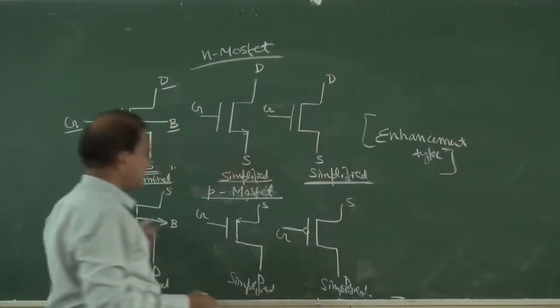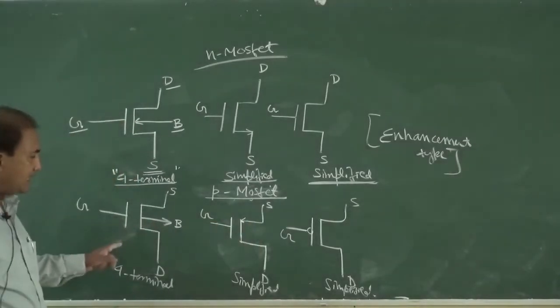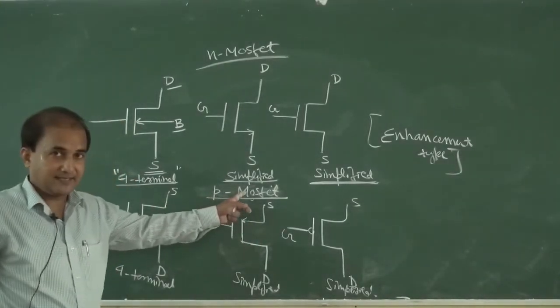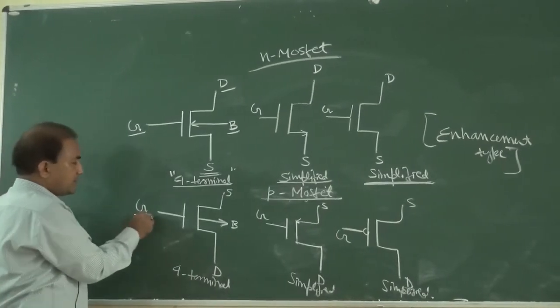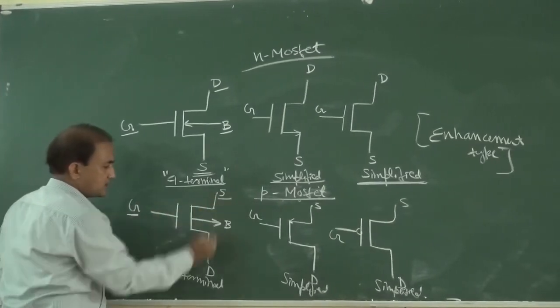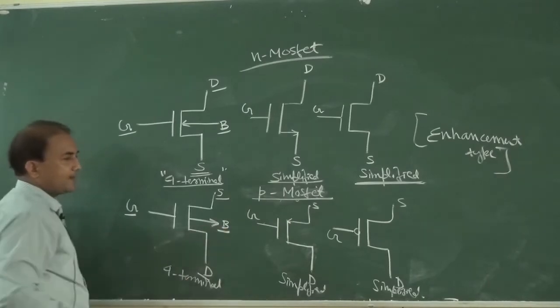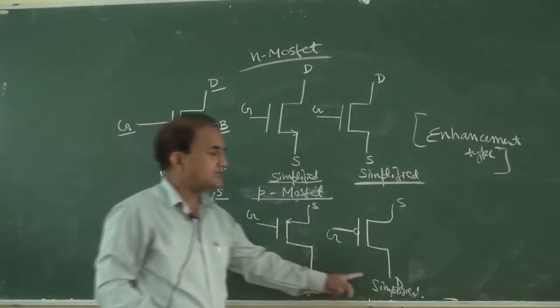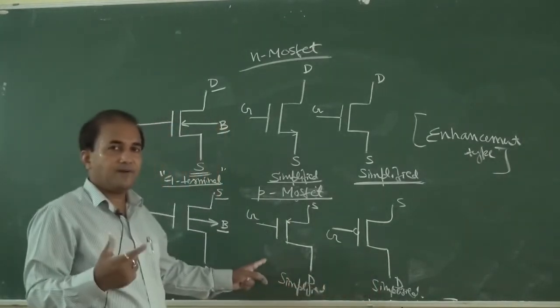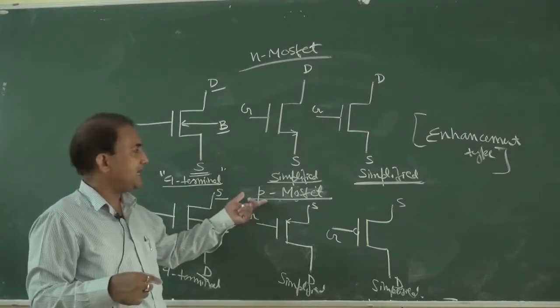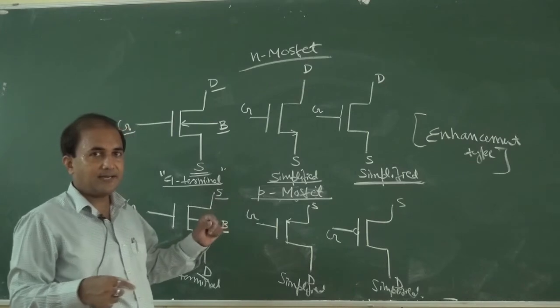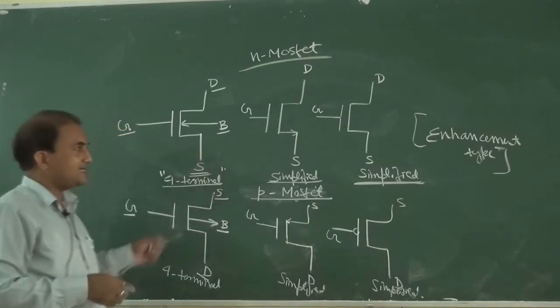Similarly, all these symbols are for enhancement type P-channel MOSFET. This is the 4 terminal circuit level representation. The 4 terminals are gate, source, drain, and body. And these two are the simplified version symbol of enhancement type P-channel MOSFET. So this we can see.